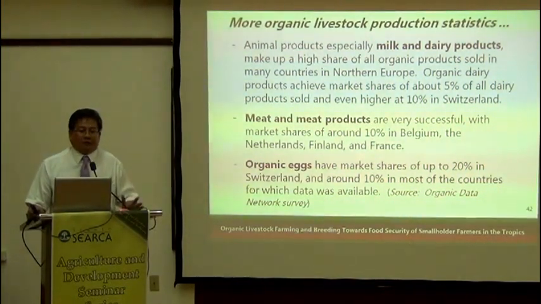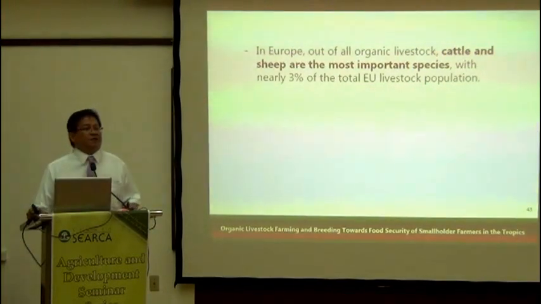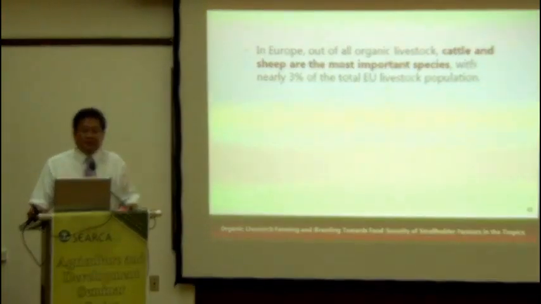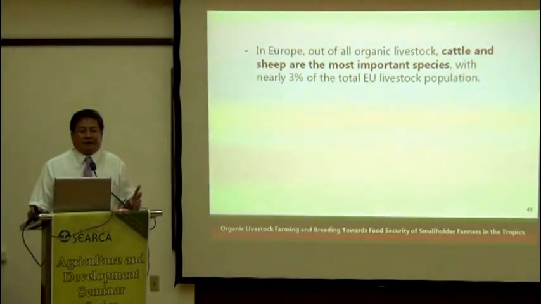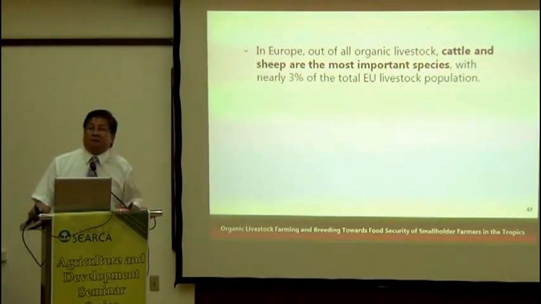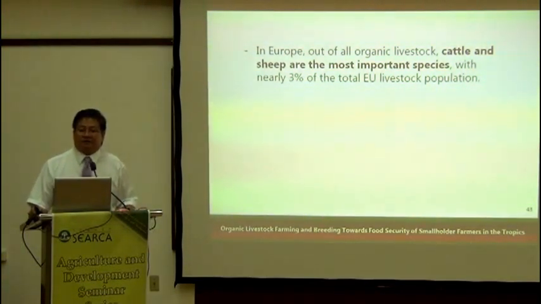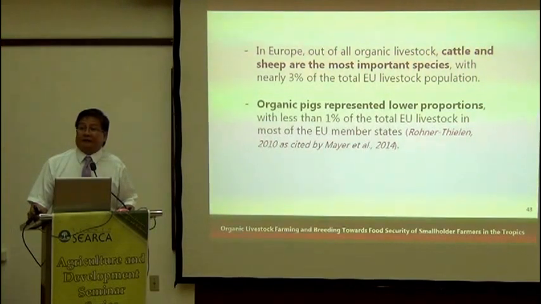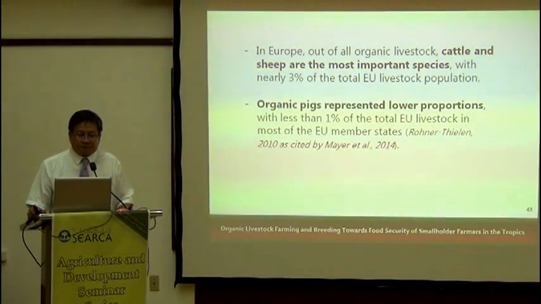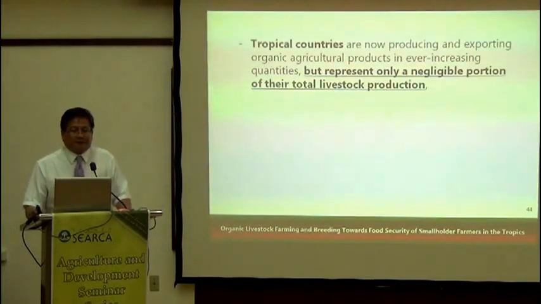Now, what is important here is how many animals they allot for organic. In Europe, out of all the organic livestock, the major species are cattle and sheep, which are ruminants, but they only represent nearly 3% of all EU livestock population. For pigs, it's even lower, not less than 1%, and less than 1% in most of the EU member states.